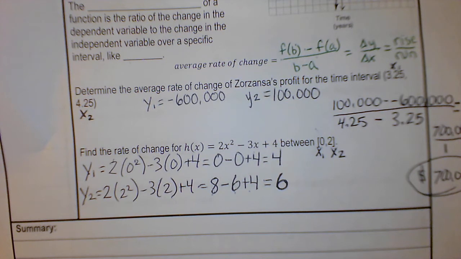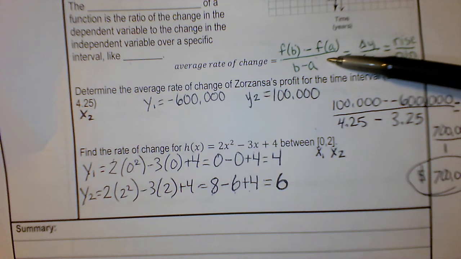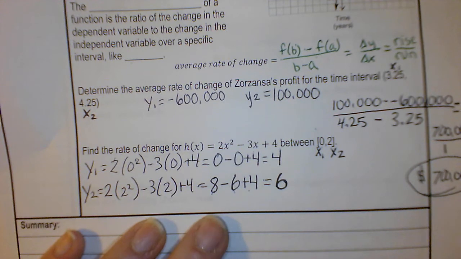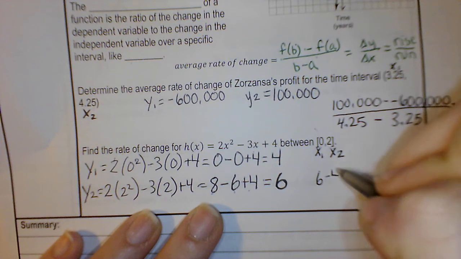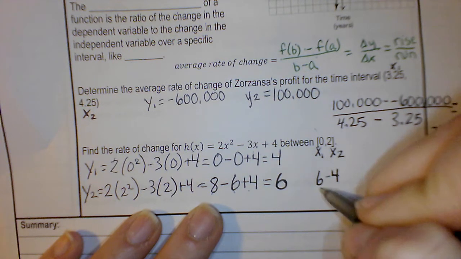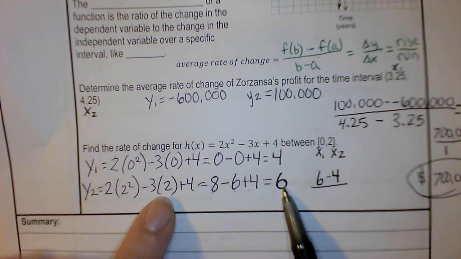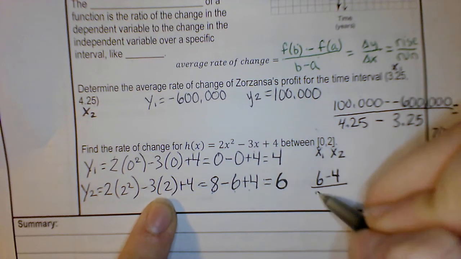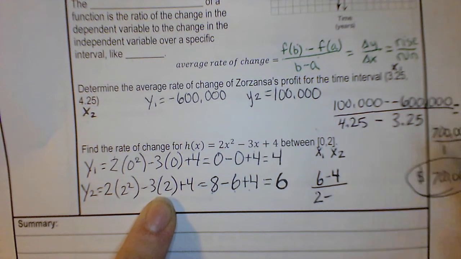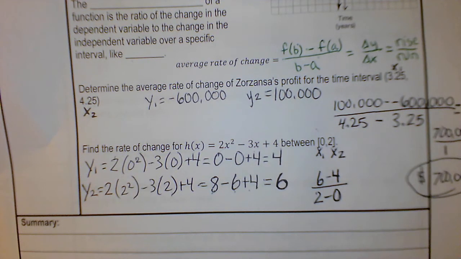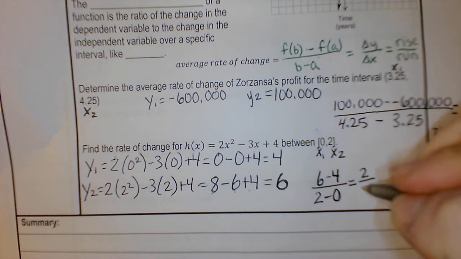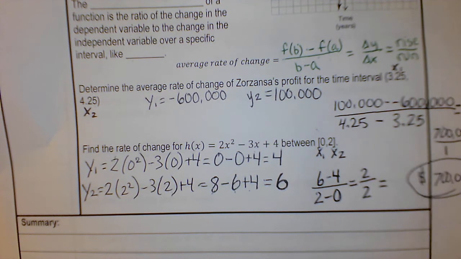And then I need to apply this average rate of change formula we've got up here. So I'm going to take my y values and subtract them. So I'm going to do 6 minus 4. And the 6 happened when I plugged in a 2, so that 2 needs to come first. Minus 4, and that 4 happened when I plugged in a 0. So I need to have a 0. 6 minus 4 is 2. 2 minus 0 is 2. 2 divided by 2 is 1.